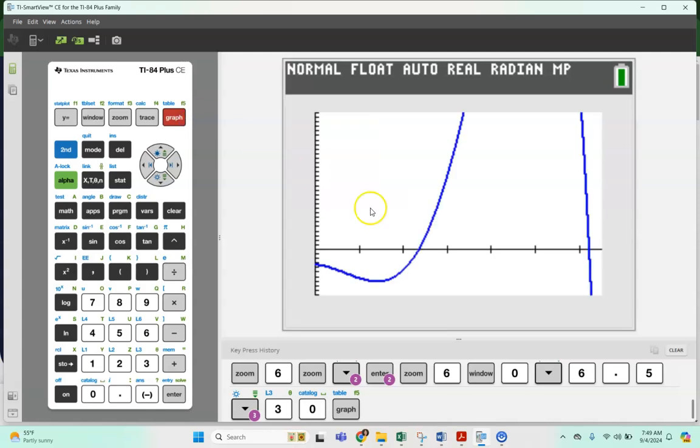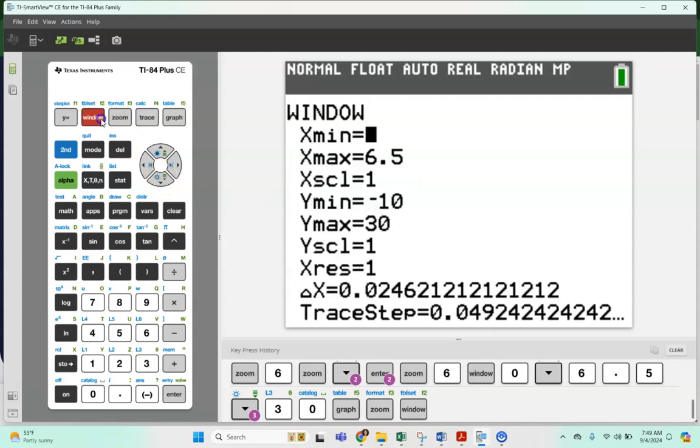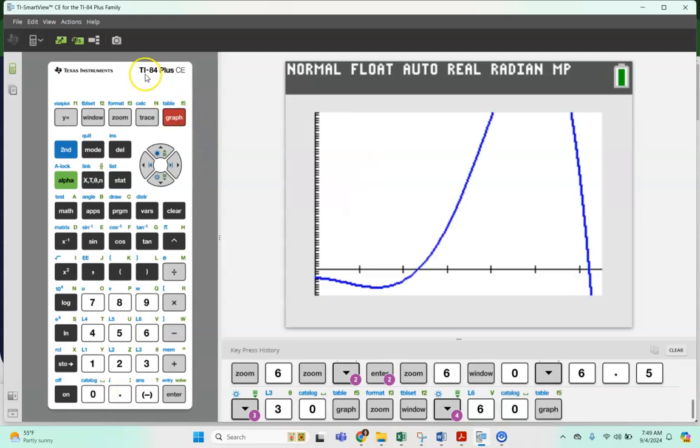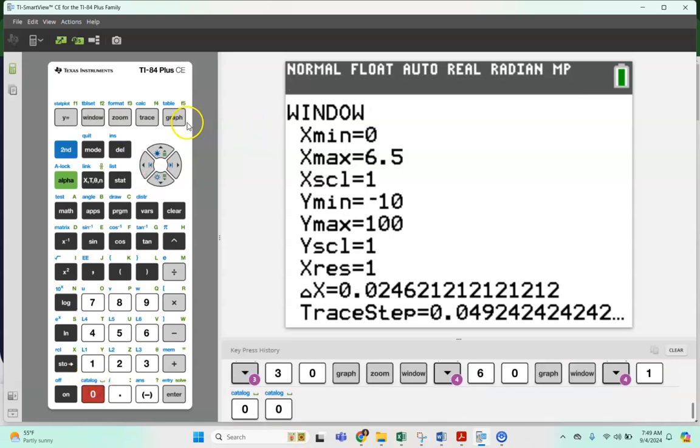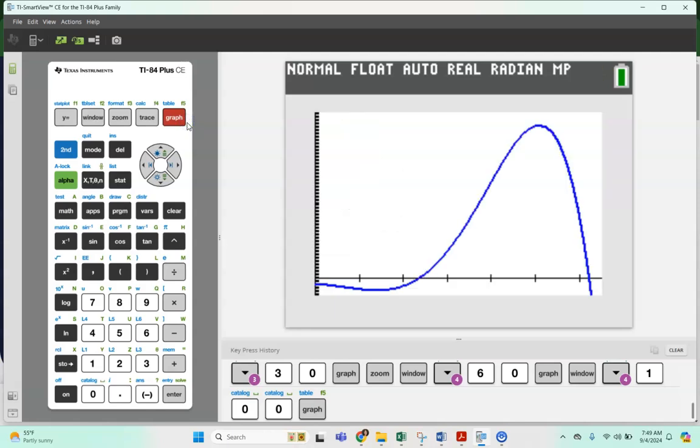Okay, so it looks like I have to go up a lot. So zoom, y max, let's fix it to 60. I have no idea. Oh, you have to go more. Let's try 100. That's better. Alright, so let's find zeros. From 0 to 6.5, that's where my x's are, I see 2 zeros. Here and here.